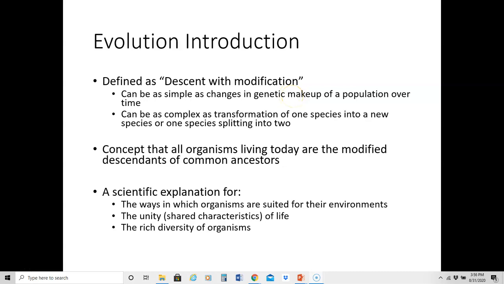The idea of evolution allows us to see how all living organisms today are descendants of a common ancestor. We'll discuss that a lot in the next several videos and also in Chapter 26. Evolution also gives us a scientific explanation for many phenomena that we see. For example, the ways that organisms are very well suited for their environments. It gives us an explanation for why there are so many shared characteristics of life, even in diverse species. And it also explains why there are so many different organisms on the earth.